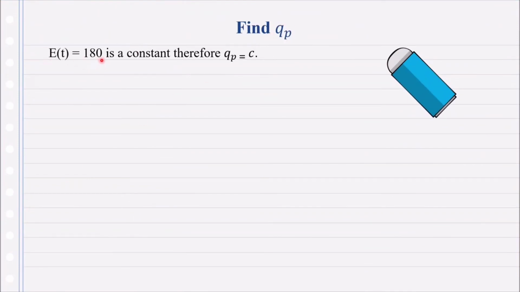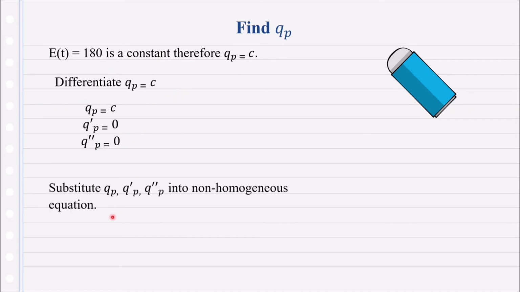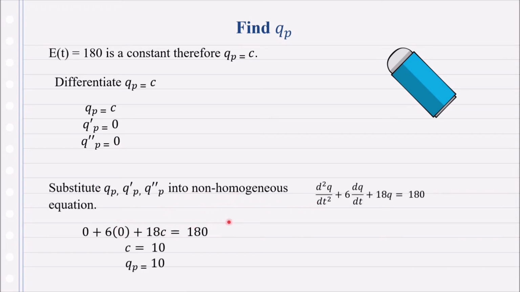E(t) is equal to 180, which is a constant. Therefore, Q_P is equal to C. Then we differentiate it, then it becomes 0. And then we substitute into the non-homogeneous equation. When we substitute into the non-homogeneous equation, we got C is equal to 10. Q_P is equal to C, so Q_P is equal to 10.